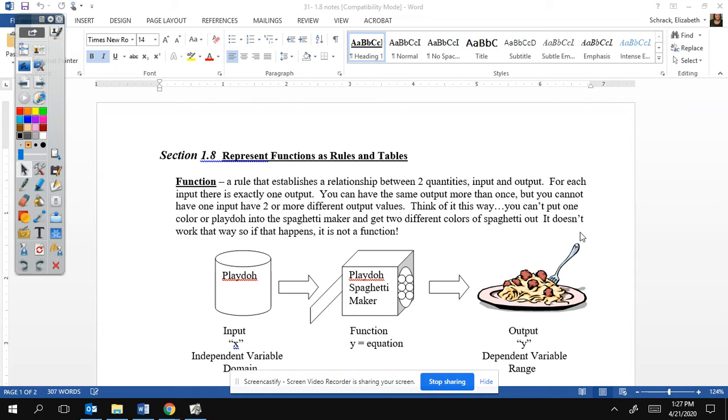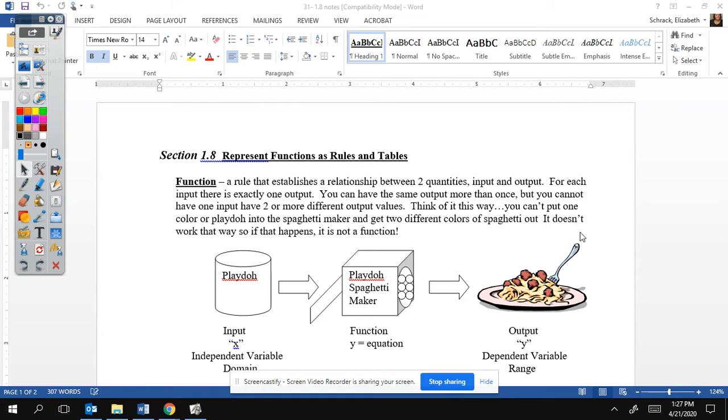So we're going to talk about functions. A function is basically like a rule. So for example, if you cut class, you're going to get a detention. And that would be the same for you. It would be the same for the person sitting next to you in class. That's what happens. So a rule just means that something is happening to something over and over and over again.